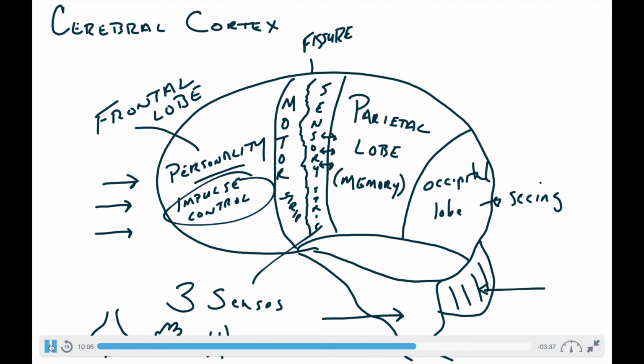Now, the cool thing is when stuff comes into your brain or it comes into your eyes, it comes in upside down, what you're seeing. And one of the jobs of the occipital lobe is to flip it right side up again.